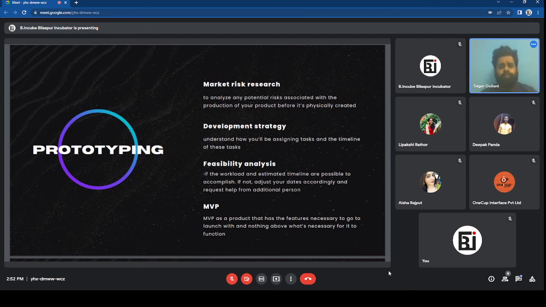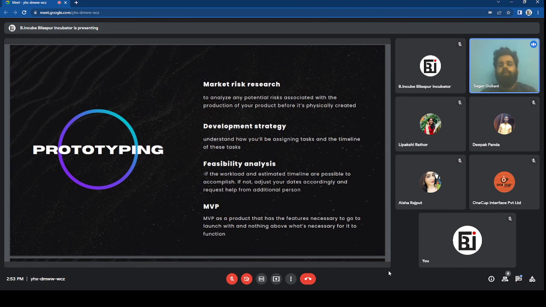After that, the feasibility test, right, is to evaluate your product strategy based on feasibility. Determine if the workload or the estimated timeline you have given to the team members, right, will they be efficient enough to complete their tasks, whatever you have given them, according to the dates or the timelines, right?